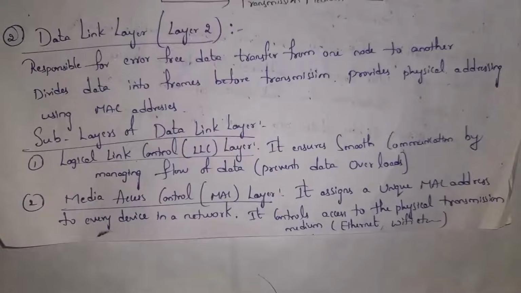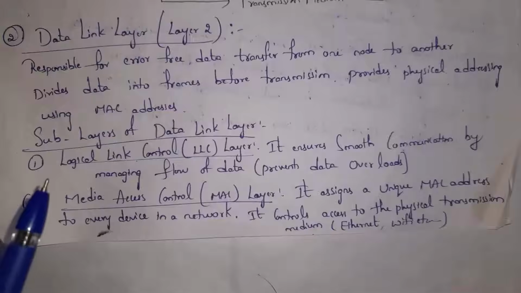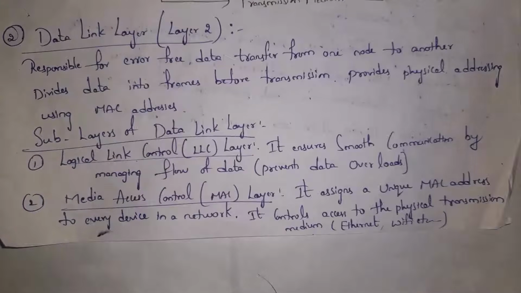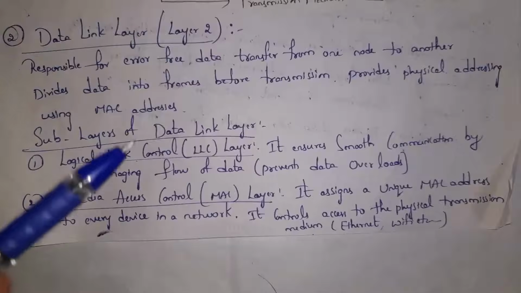The data link layer contains 2 sublayers. They are the logical link control layer and the media access control layer, that is the MAC layer. This logical link control layer will manage data flow. That is why data will be transferred smoothly. And the next one is the MAC layer. Along with our data, the MAC layer will assign the MAC address of the sender and receiver to our data. By using MAC address, we can identify devices in the network. These are the 2 sublayers of the data link layer.